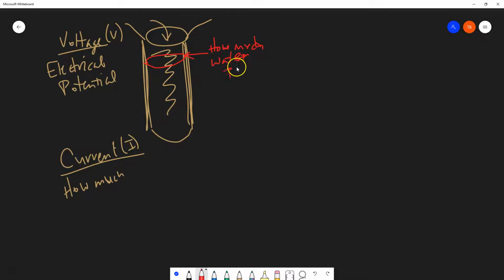Okay, so how much water passes? Okay. And then the third thing that we talked about earlier was resistance.